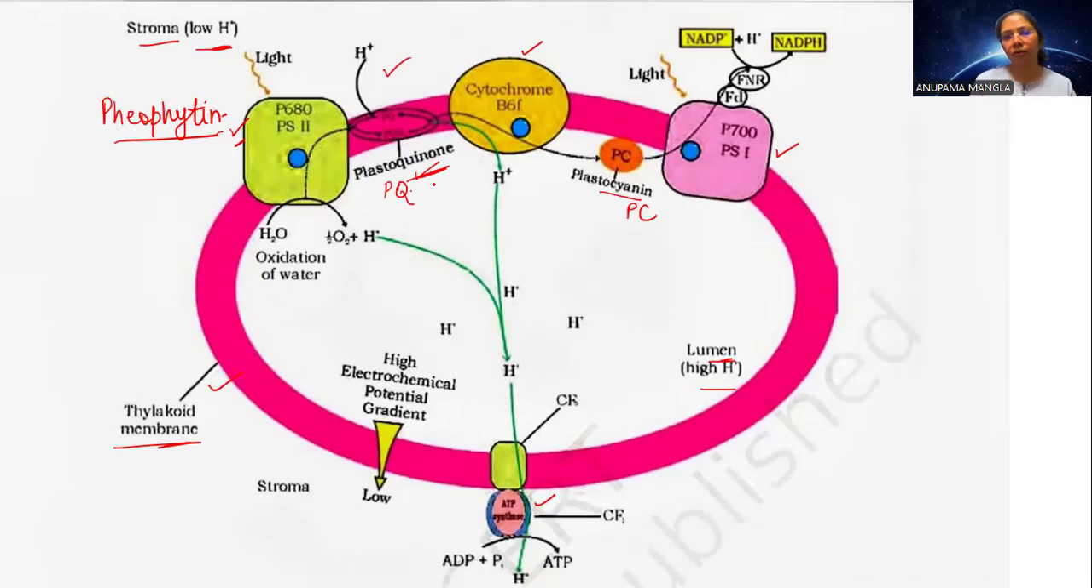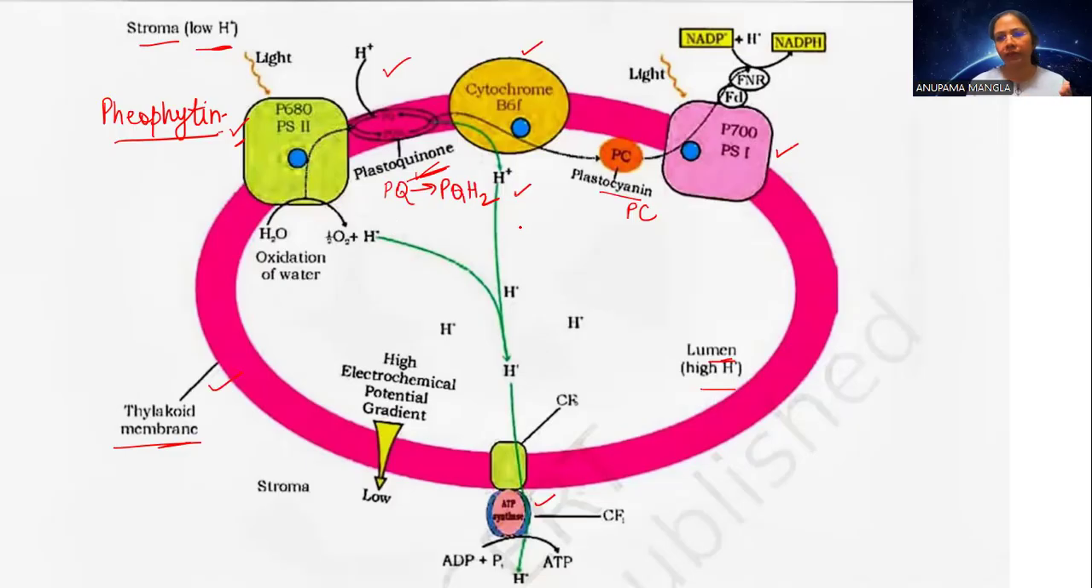So this PQ will be reduced to PQH2. Now electrons are taken by cytochrome B6F. Where do the protons go? They will come to the lumen. So this is one of the reasons why protons are coming into the lumen.